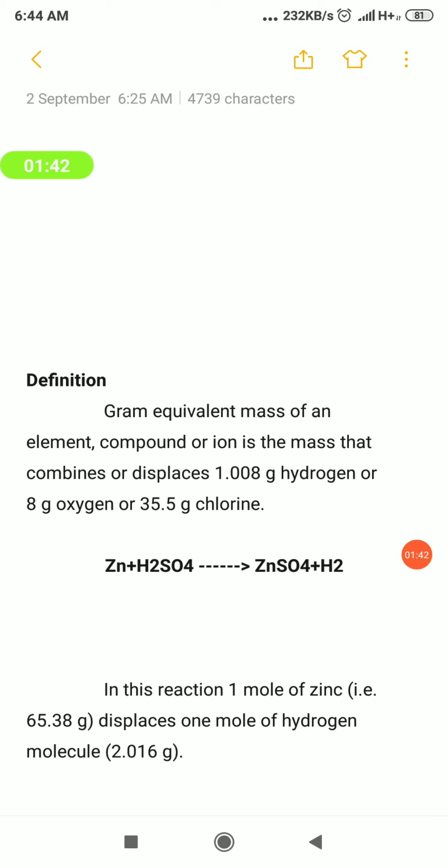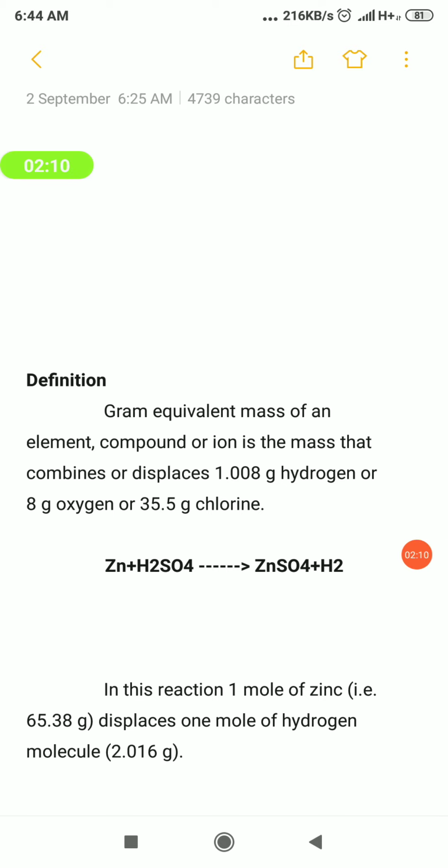புரியுதா? Equivalent mass னா என்ன? It is the mass of an element or compound or an ion that can displace 1.008 gram of hydrogen, 8 gram of oxygen or 35.5 gram of chlorine. When we see the example, you will understand very clearly. Look at this equation given here. Zinc plus H2SO4 gives zinc sulfate plus H2.